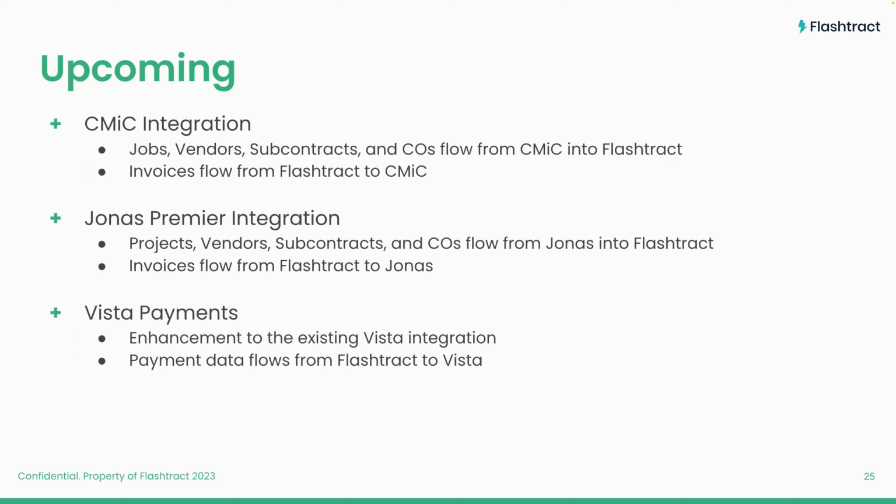Thanks, guys. Yeah, so we are in the process of adding 2 brand new integrations. So depending on what project management and accounting tools you use, this could be relevant to you. So at the top here, the next one on the pipeline is going to be our integration with CMIC. And this will work very similarly in terms of the data flow to what I demoed earlier with the Procore integration. So jobs, vendors, subcontracts, and change orders would flow from CMIC into FlashTrack, where you could use our tool as you normally do. And then as you get those invoices submitted from subs and you approve them, you can push those back into CMIC as vouchers.